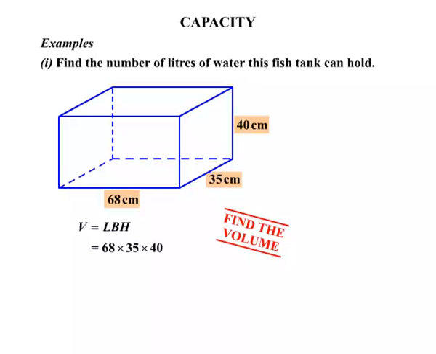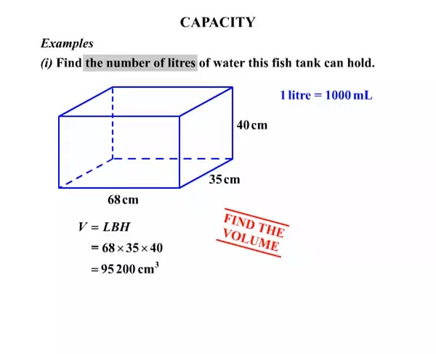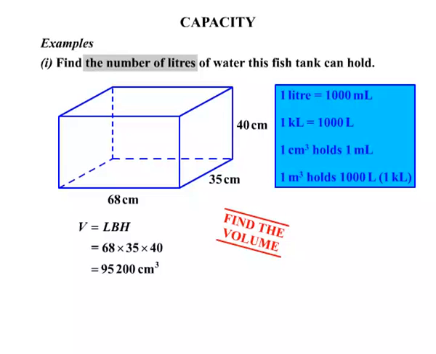So let's multiply those three dimensions together, and when we work that out, it works out to be 95,200 cubic centimetres. Now we need to find the number of litres. Let's write down what we saw on our previous screen. 1 litre equals 1,000 mils. 1 kilolitre is 1,000 litres. 1 cubic centimetre will hold 1 millilitre. And 1 cubic metre will hold 1,000 litres. So we need to remember those.